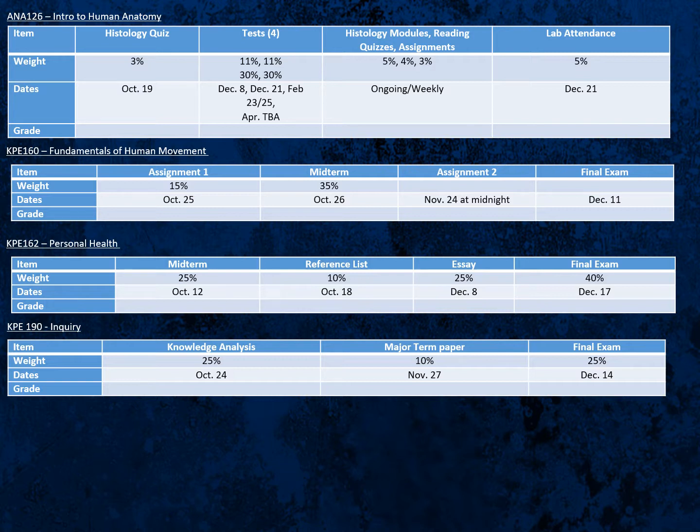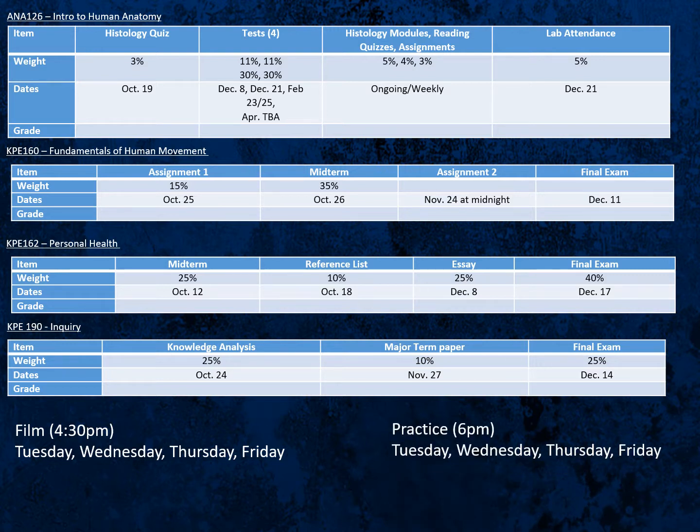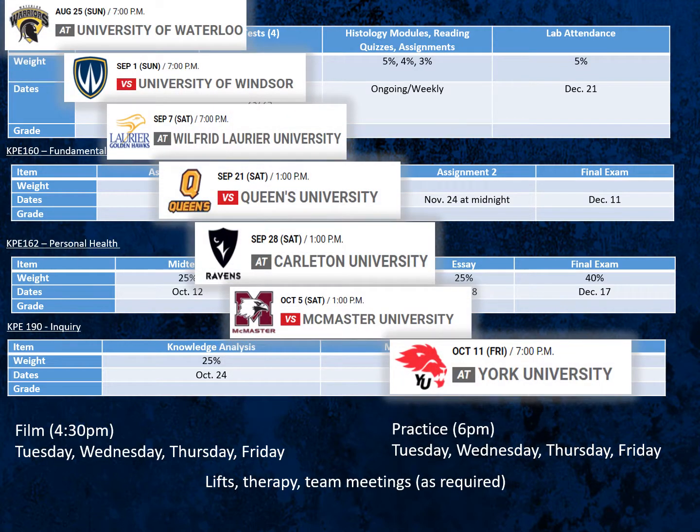But we're all student athletes, so let's say you're a football player. You have film 4 days a week, starting at 4:30 p.m. Okay, not so bad. And then you're on the field 6 p.m., 4 days a week. Not so bad. But you have to take care of your body, so lifts, therapy, and team meetings as required. Everything still looks decent, but what are we missing here? Competition schedule, travel, game days. It all starts to add up.